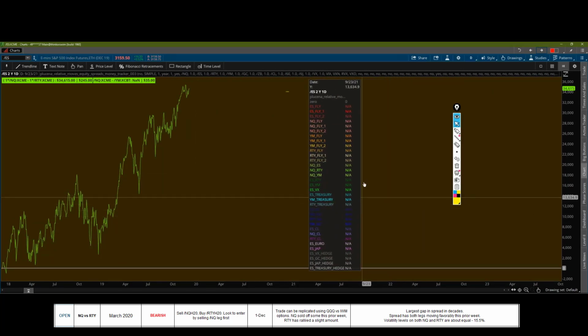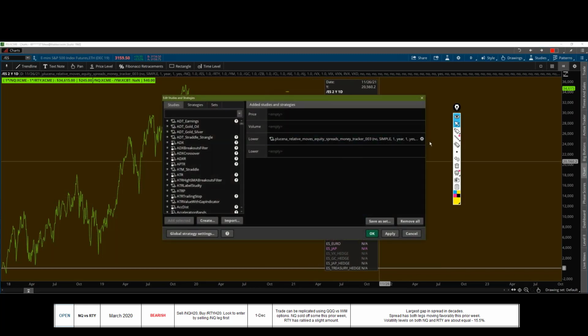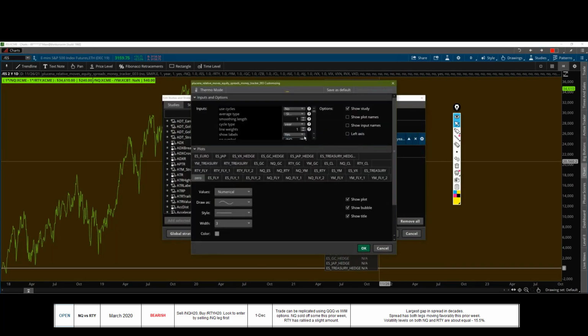Do you want to look at the butterfly, for example? That would be another way to manage it, and that you may consider, is turning it into a butterfly. And let's turn that butterfly on. I just want the Russell butterfly and the NQ fly. NQ fly and Russell fly.